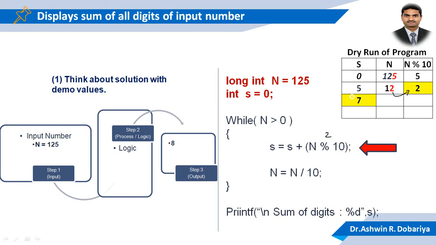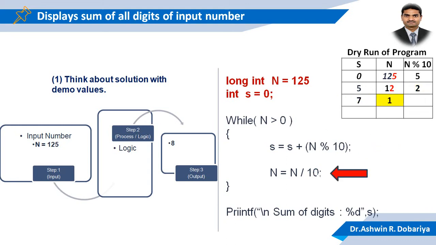Now what is the old value of s? s is 5. So 5 plus 2, now s becomes 7. So the value of s is 7. Now if you want to separate 1, then again we have to remove 2 from here. So how can we do it? Again 12 divided by 10.